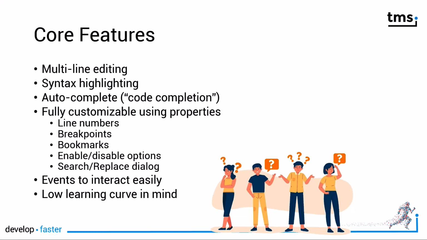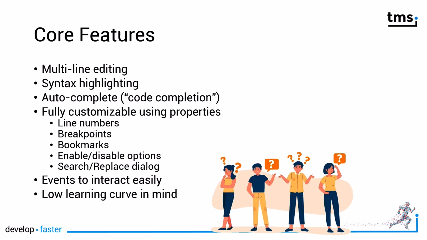Everything is fully customizable using properties of the class in the object inspector. You can adjust line numbers, you can set breakpoints and bookmarks, you can enable and disable certain options, and the control even offers a ready-to-go search and replace dialog. You can also interact with the control easily using events. Your users will feel right at home using this control. Everything has been built with a low learning curve in mind.